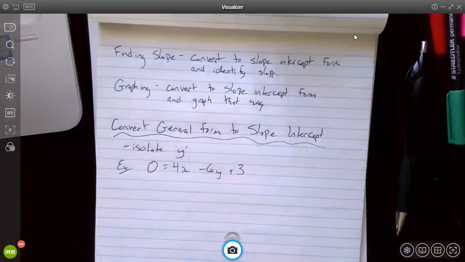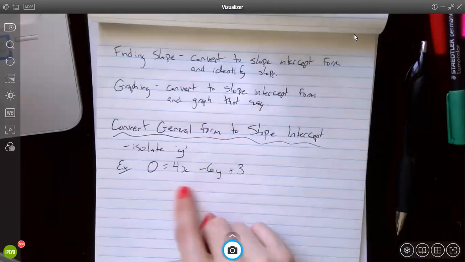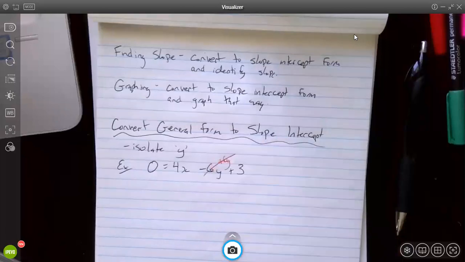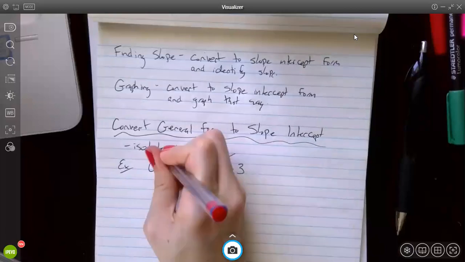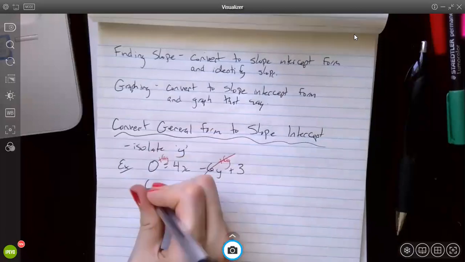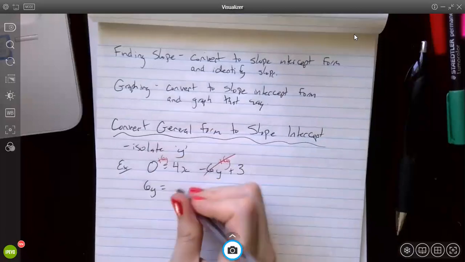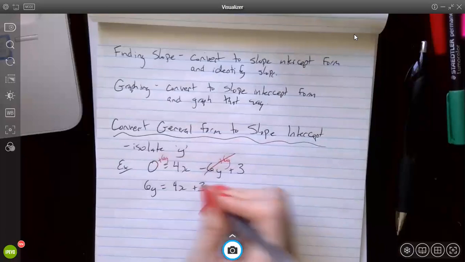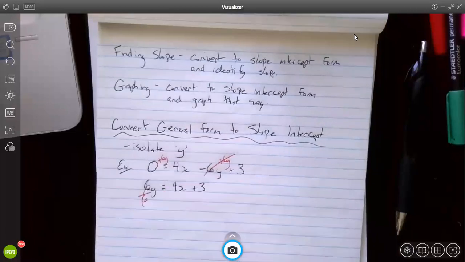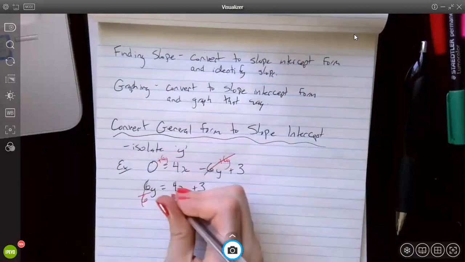The first thing that I'm going to do is I'm going to move my y to the other side. So in this case, I will add 6y, which means adding 6y to the other side. Now 0 plus 6y is just 6y, and that leaves me with 4x plus 3. Now to get the 6 totally by itself, I need to divide by 6, which means I have to divide both of these terms by 6.